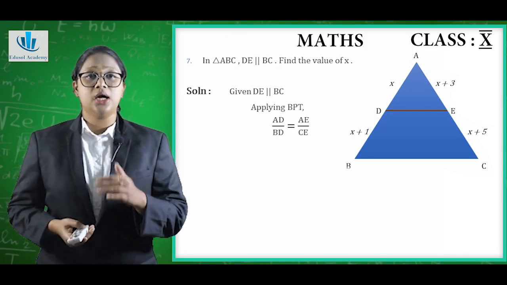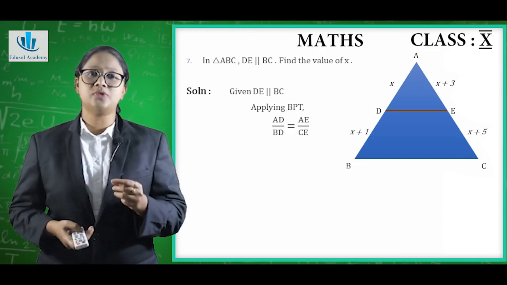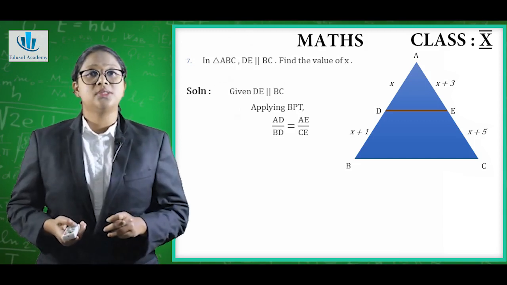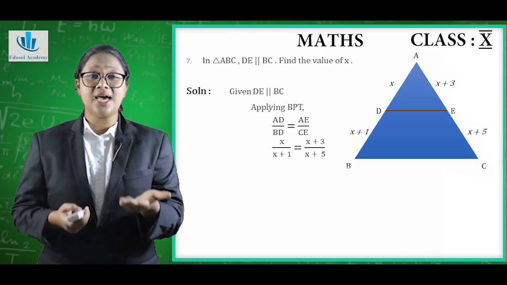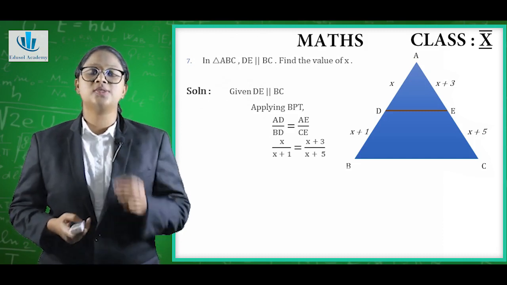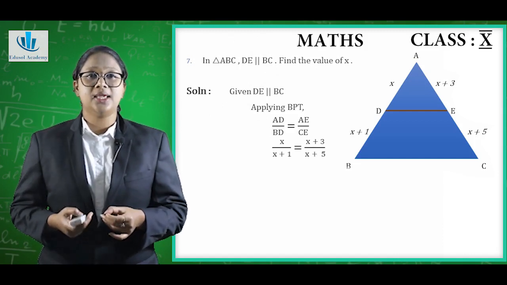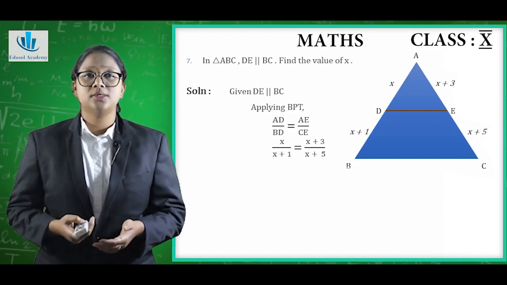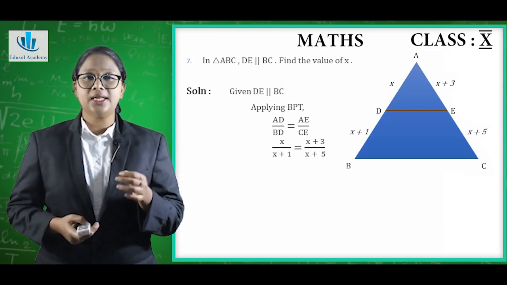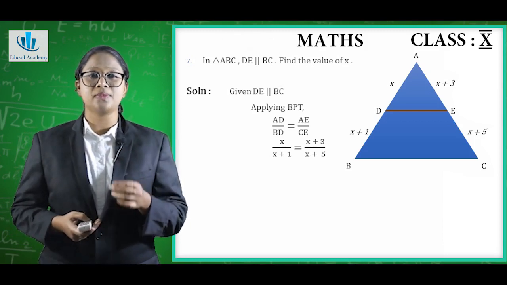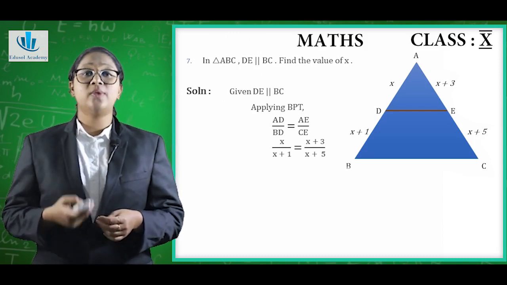Again, whenever we see a line which is parallel to a side in a triangle, the first concept that we have to think of is BPT. So let's check if BPT can be applied here. Already given that DE is parallel to BC, so let's write the ratio. That means AD by BD is equal to AE by CE. Those are equal, so we can substitute the values. AD is X, BD is X plus 1, AE is X plus 3, CE is X plus 5.